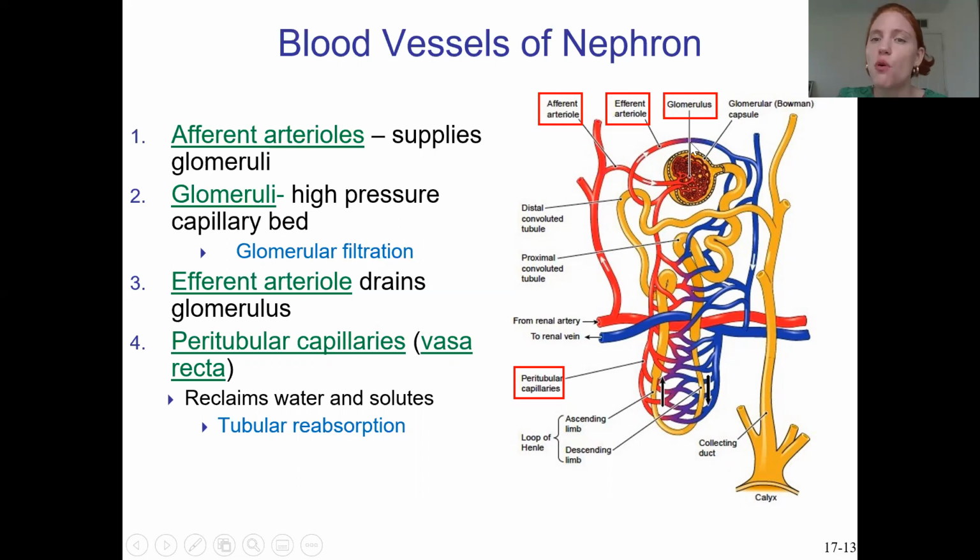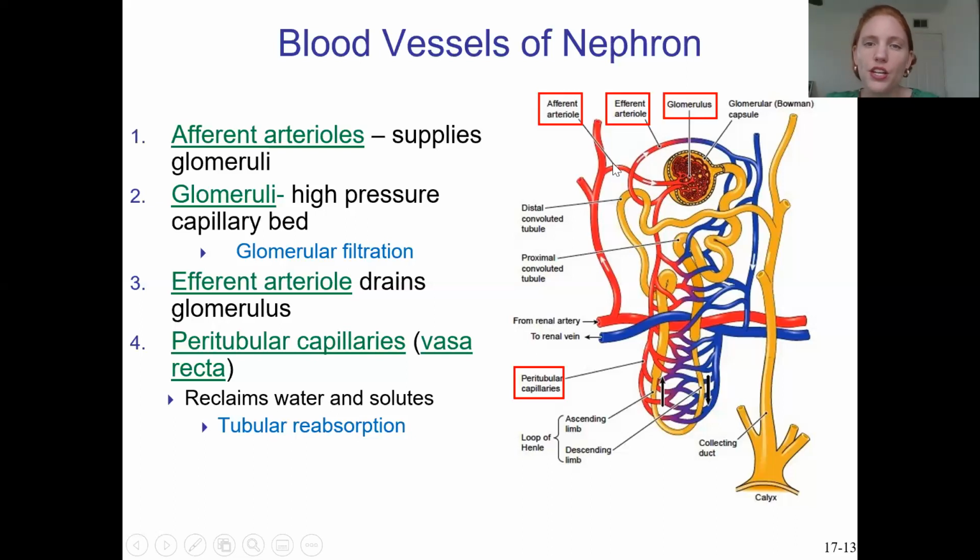And filtration just means forcing the liquid through tiny little holes to filter it, which will then be captured by the capsule. Okay, so the glomerulus is a very high pressure capillary bed. Usually as the blood flows through a capillary, it loses pressure as it goes through. But the glomerulus is designed so that it maintains a high pressure the entire way. Usually a capillary is fed by an arteriole and then drained by a venule. But the glomerulus, because it's special, is both fed by an arteriole and drained by an arteriole.